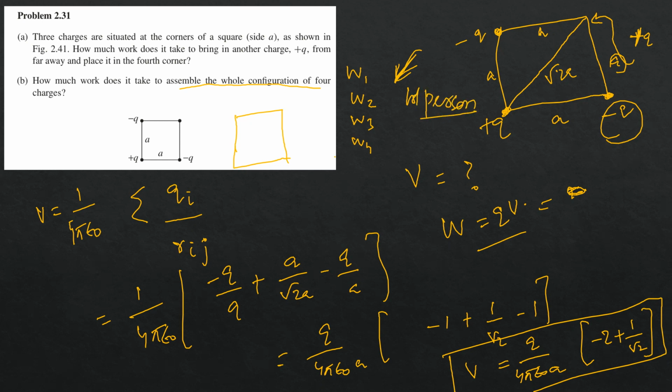So exactly here we are assembling four charges. That means at the beginning there is no charge, so we have to get one charge first, isn't it? So that is the work done to bring the first charge. What should be the work done to get the first charge? Can you tell me?